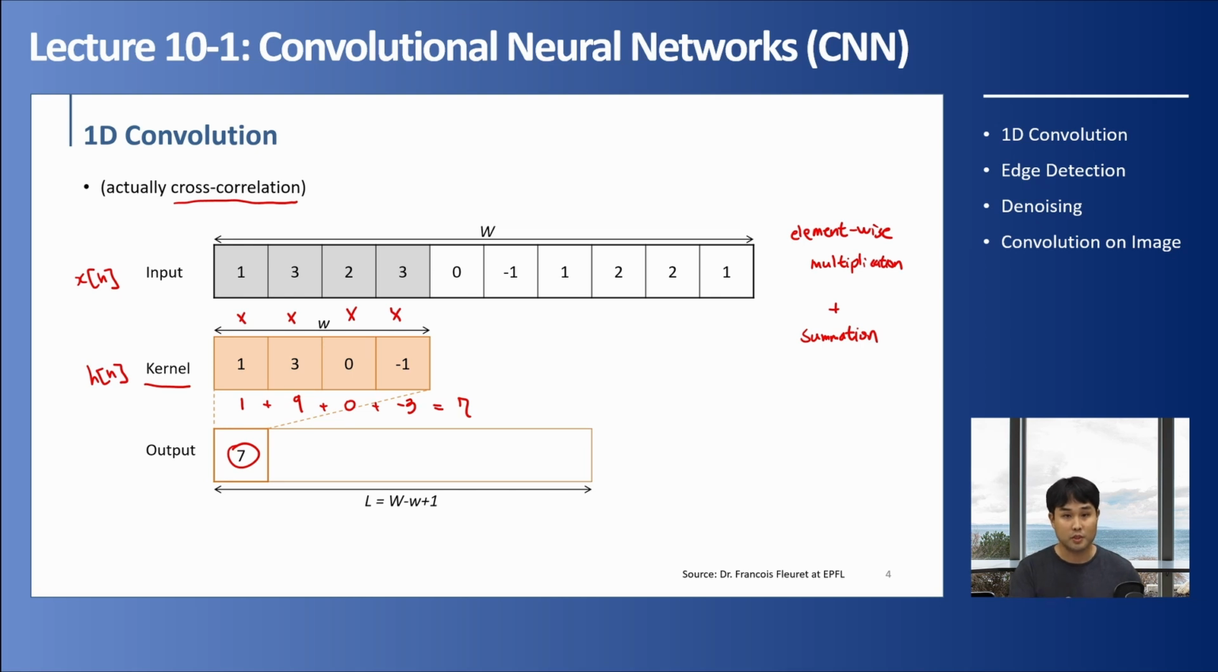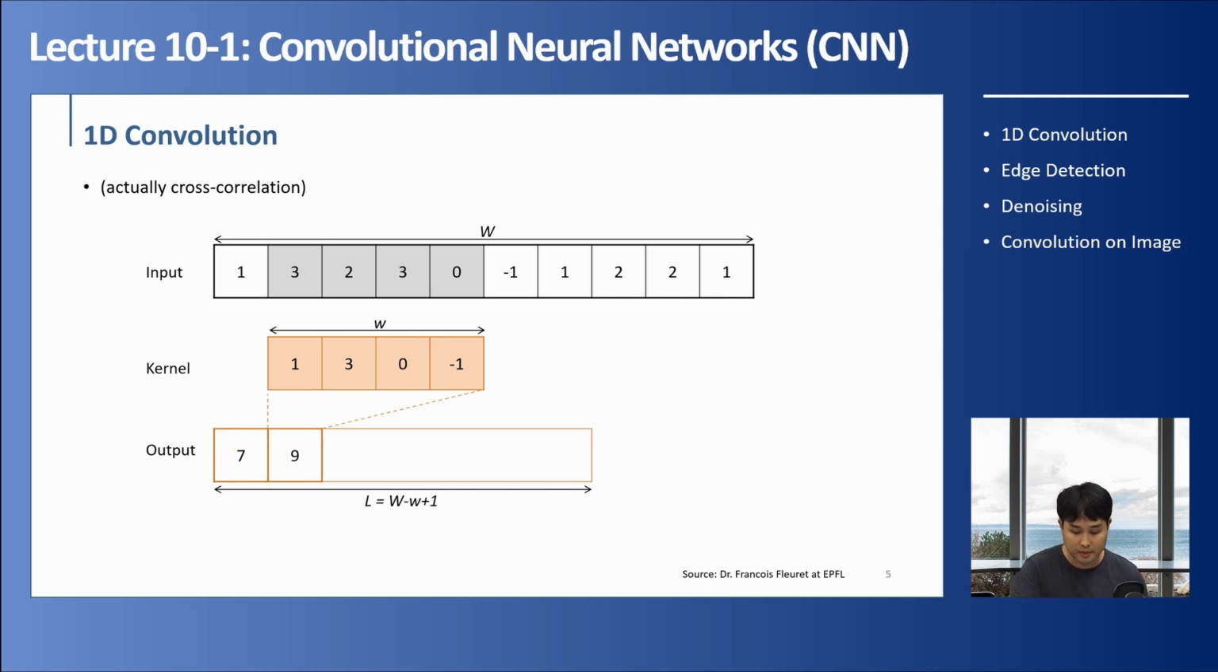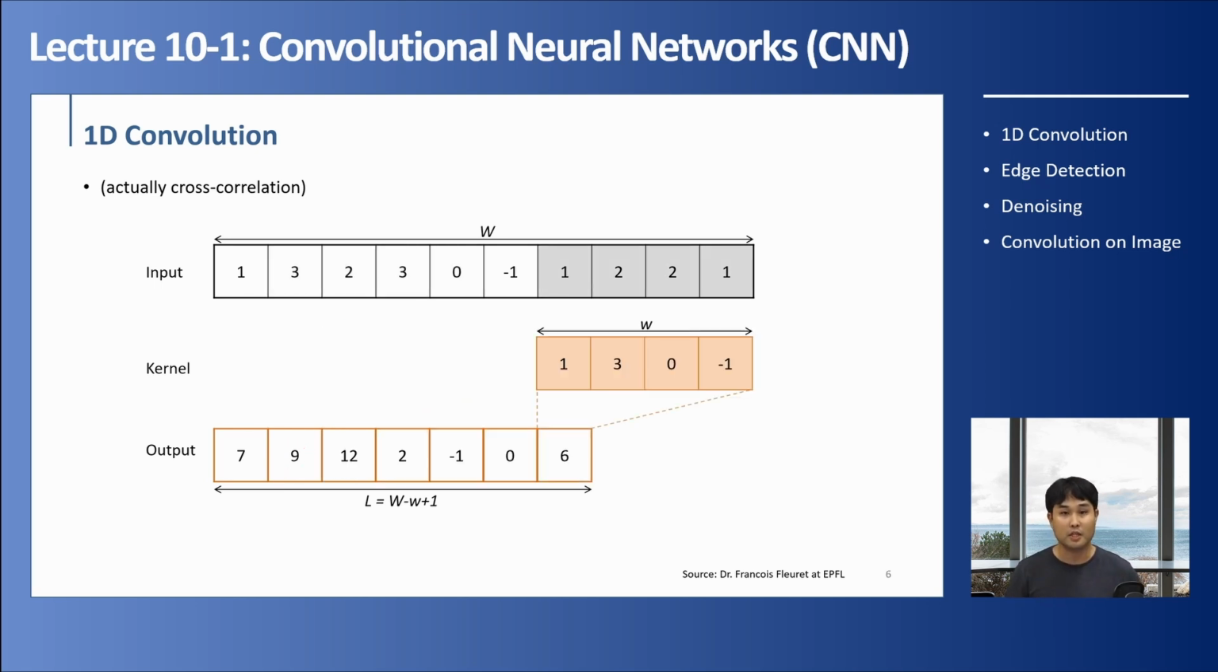Once this is done, we shift the kernel over one time step and do the same thing. So this is being multiplied with this, and so on. And again, if we add up all these results, we end up with 9, which is shown in our second element of the output. We repeat this process up until we reach the end of the original signal. And one thing I'd like you to note here is that depending on the size of our original signal and our kernel, our output size will be different.